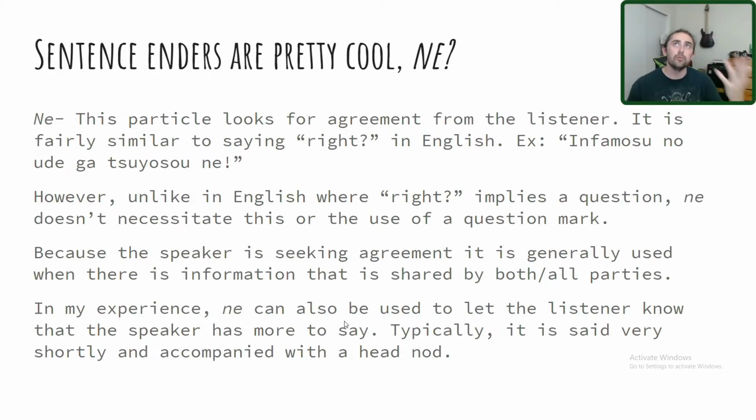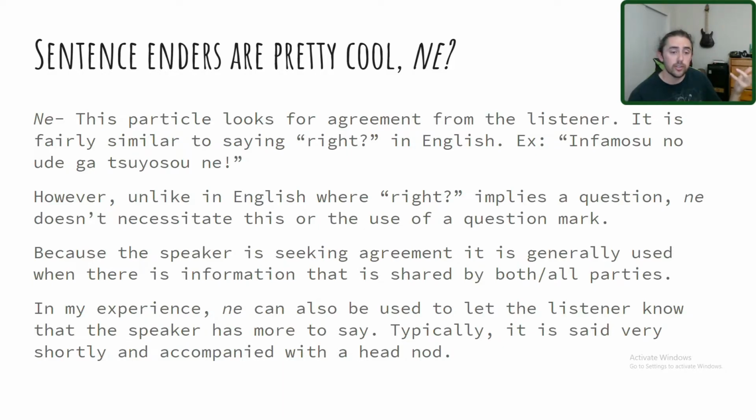And because the speaker is seeking agreement, it's usually used when it's obvious that the information is known to the other party, right? Like if you're outside and you're like, 今日は暑いね, the other person is outside with you, so they know that it's hot. So this is shared information between the both of you. So using ne, seeking confirmation, is appropriate because it's going to be easy to get, because they already know it's hot. So they're likely to agree with you. Or if you're eating the same food and you're like, この寿司は美味しいね, you're like, yeah, it's good, right?